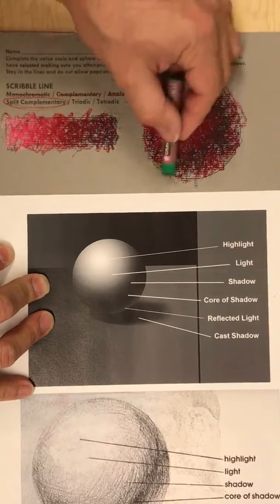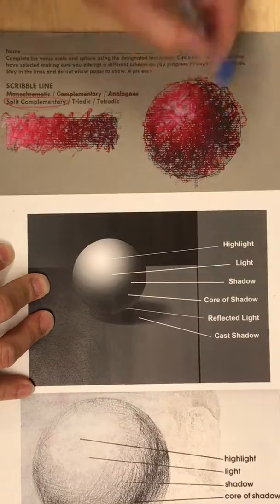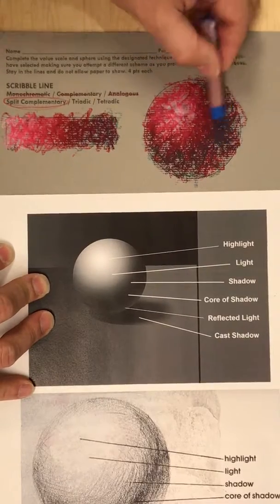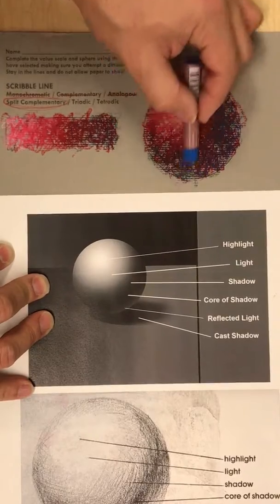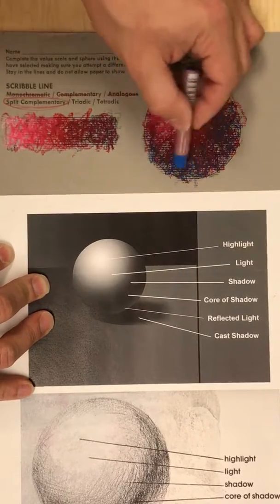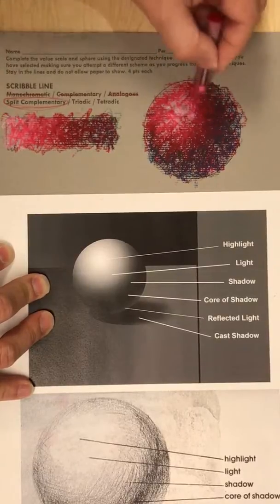I started with the green, which is the complement. But since it's split complement, I have to introduce the blue to get the blue-green, which is one of the split complements of red. Then I finish off with my red on top.